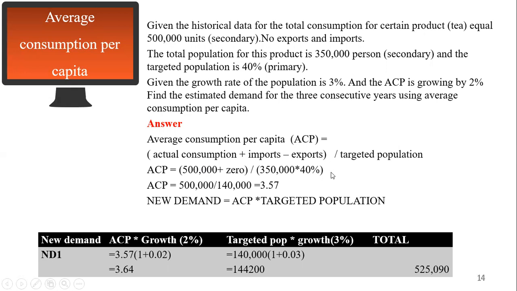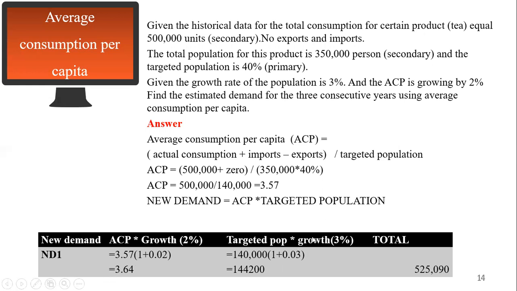Target population, 40% of the 350, would be 140K. So the average consumption for each person here is 3.57. So 3.57 is the average consumption per capita. This is nice because I can find the new demand, which is 3.57 times the growth rate, 1 plus 2%, which is 3.64.